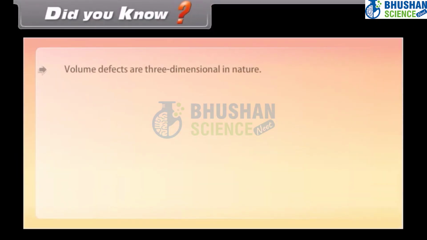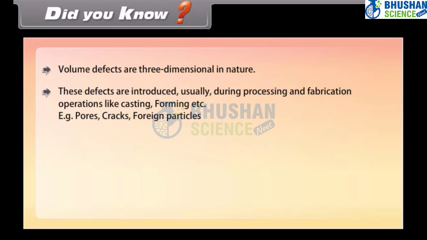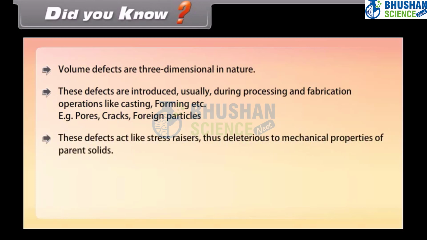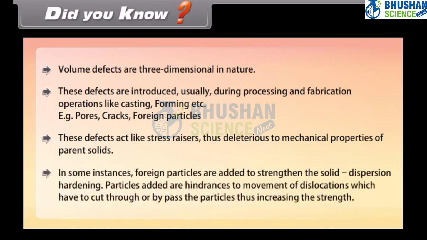Did you know volume defects are three-dimensional in nature? These defects are usually introduced during processing and fabrication operations like casting, forming, etc. Examples: pores, cracks, foreign particles. These defects act like stress raisers, thus deleterious to the mechanical properties of parent solids. In some instances, foreign particles are added to strengthen the solid, called dispersion hardening. Particles added are hindrances to the movement of dislocations, which have to cut through or bypass the particles, thus increasing the strength.